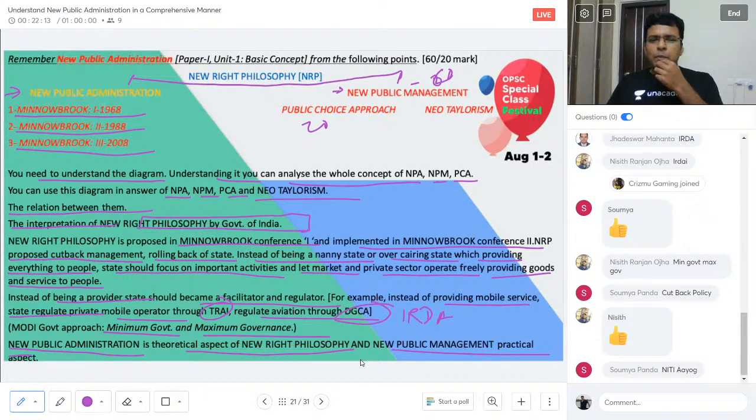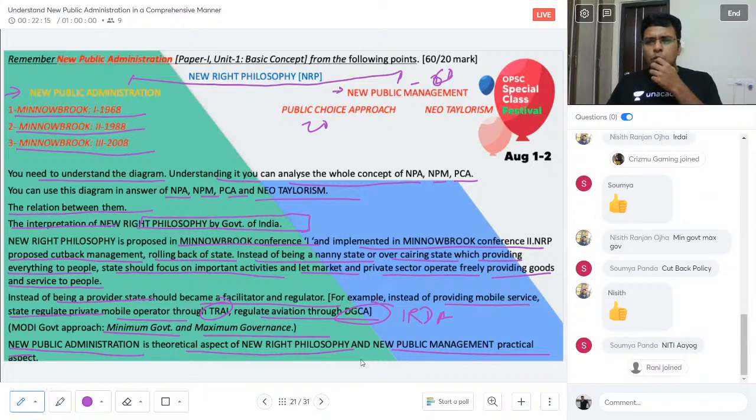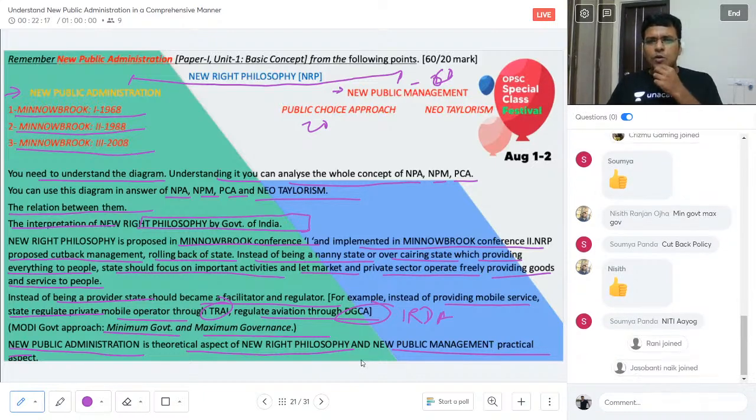Niti Aayog is not a part of new right philosophy. We cannot call that Niti Aayog. Okay, that is a different thing. In new right philosophy, the government is restricting. Niti Aayog is not promoting this restriction. It is focused only on planning, decentralized planning.